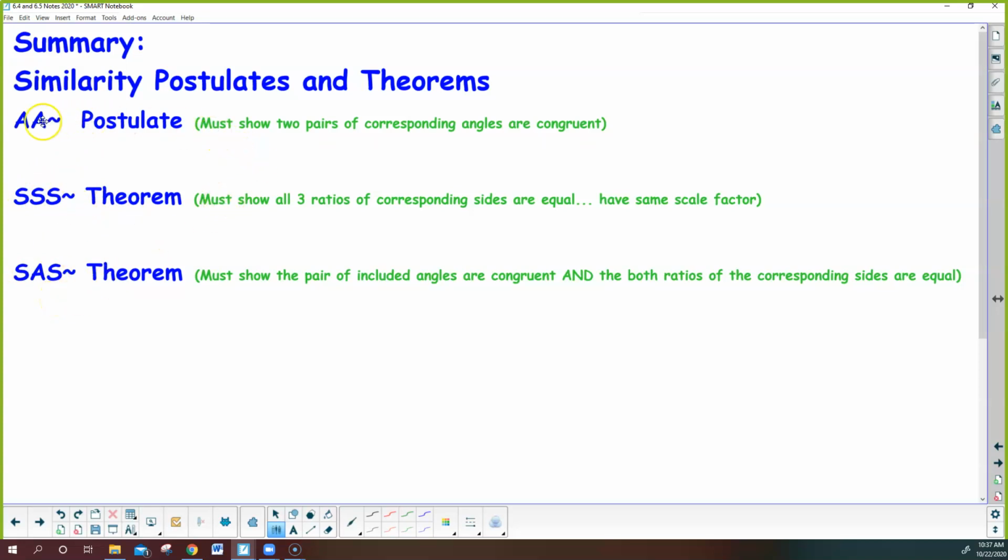So here are some hints. If you use angle angle, you have to show you have two pairs of corresponding angles are congruent. If you use side side side, you have to show all three ratios of corresponding sides are equal, meaning they all have the same scale factor. And then side angle side, you have to show you have a pair of included angles that are congruent, and then both ratios of corresponding sides are equal. So that's just a quick little overview of what we did today.